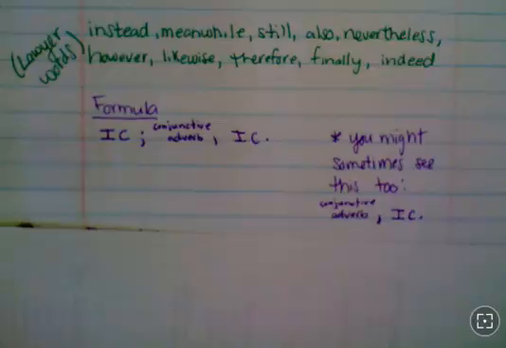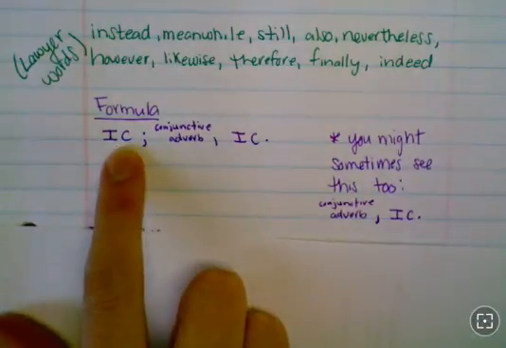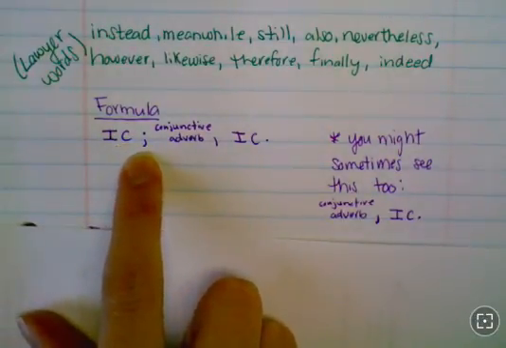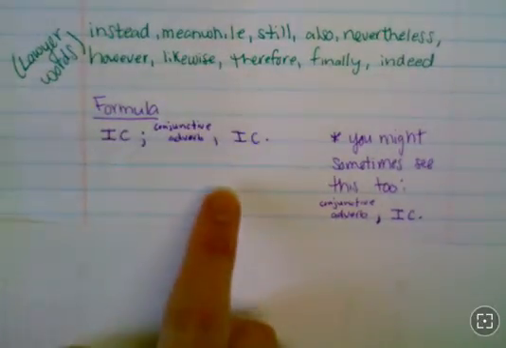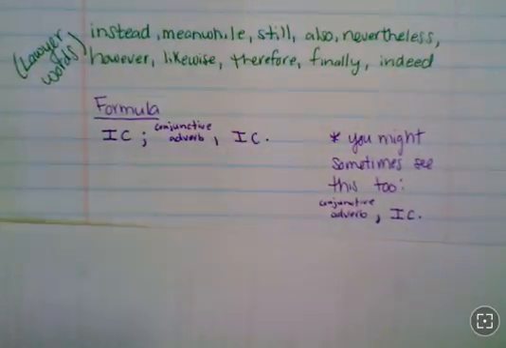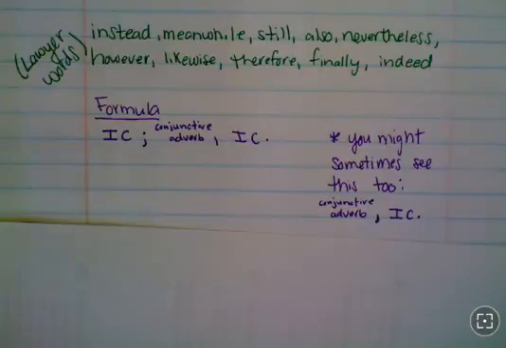So there is a particular formula that you're going to use. It is an independent clause, a semicolon, a conjunctive adverb, so one of those words, a comma, and an independent clause. The punctuation marks on this particular structure can be the most complicated for students, so just make sure you're paying attention to the semicolon before, comma after.